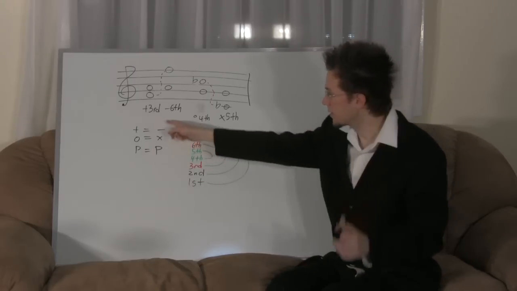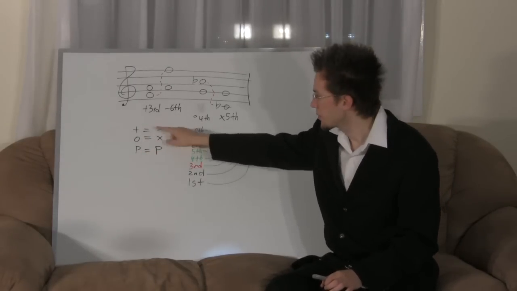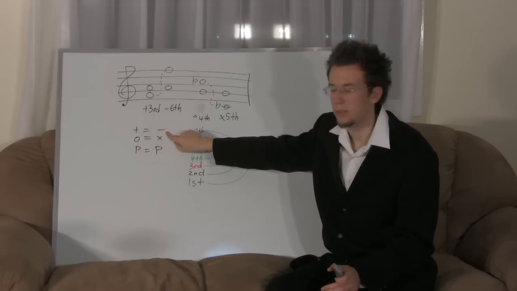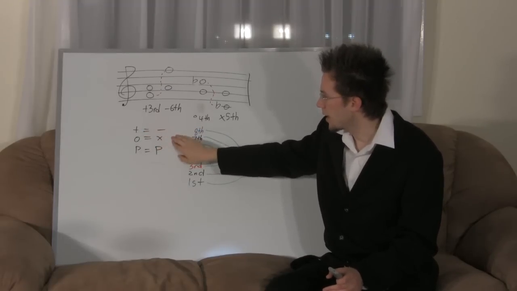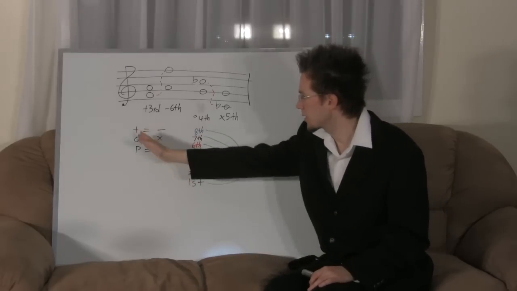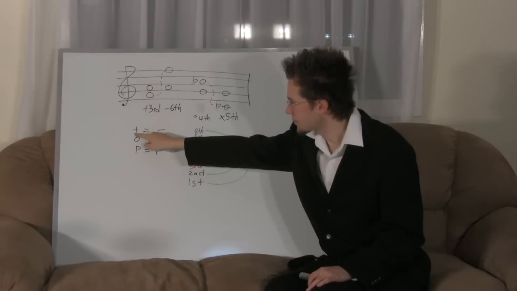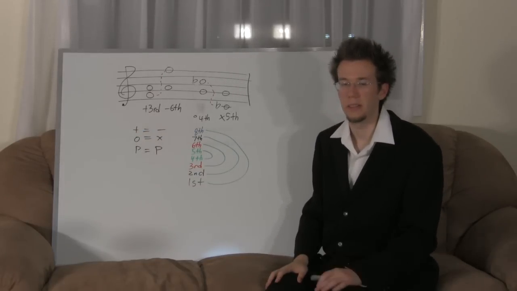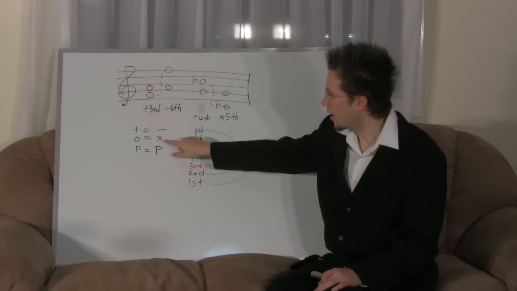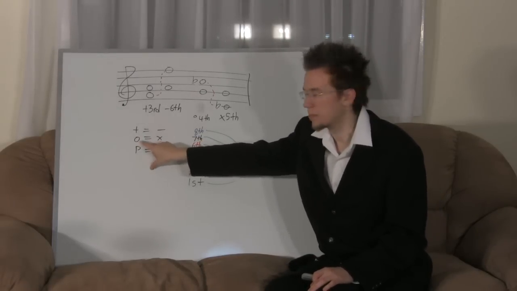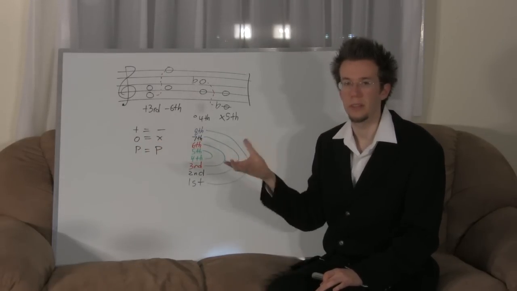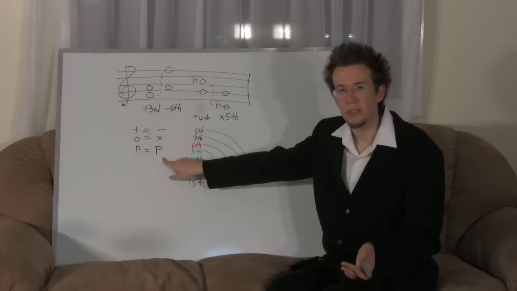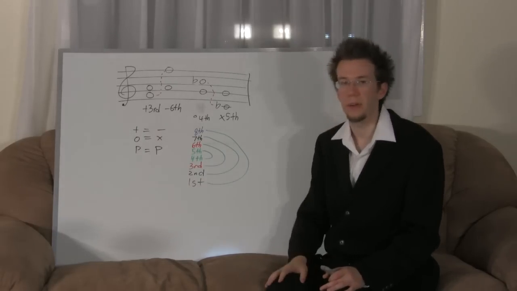So this little chart here can help you. The plus stands for major, and the minus obviously a minor interval. So whenever you're inverting, this is what always happens. Majors become minors, or minors become majors, always. That's the given rule. Augmented always become diminished, or diminished always become augmented whenever you do an inversion. Whenever you flip it, perfect intervals always stay perfect.